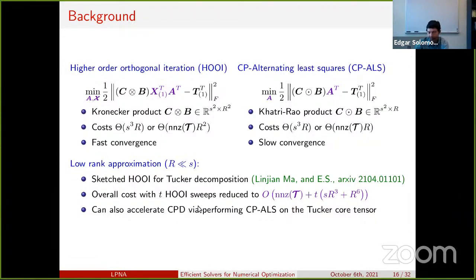So if we want to do CPD, what we could do is to first do HOI with sampling, obtain this core tensor, perform a CP decomposition of the small dense tensor, and then from that recover a guess of the overall CP decomposition that is often quite good.